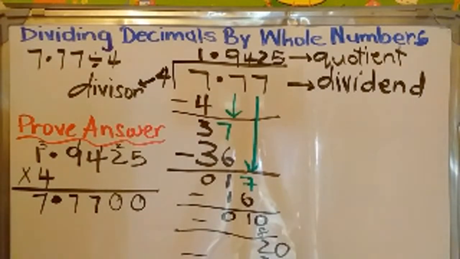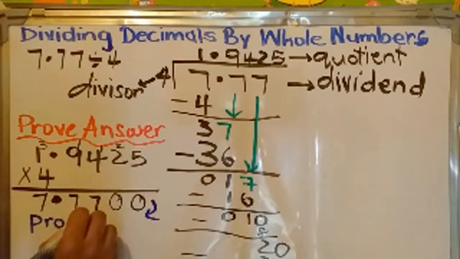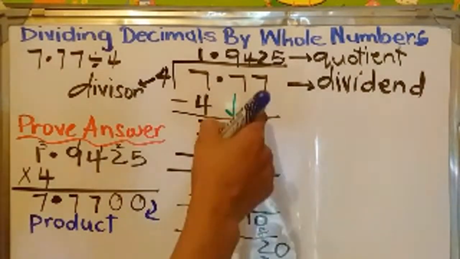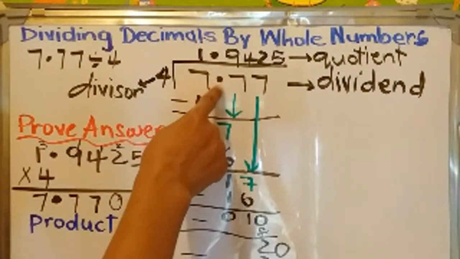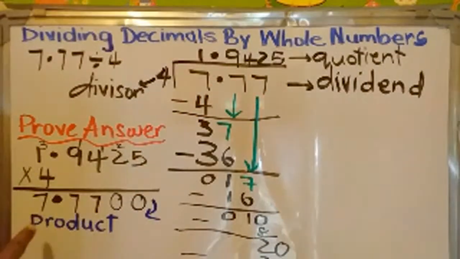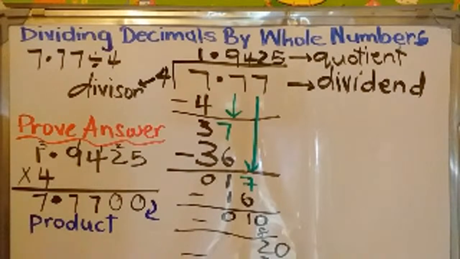All right? So how are we going to check to see if our product is correct? We are going to match it, P-R-O-D-U-C-T, spell product. We're going to match our product with our dividend. And if they are the same, that is going to tell us that our quotient is correct. So in this case, our dividend is 7.77 and our product is 7.77. So this is telling us that our working is correct.